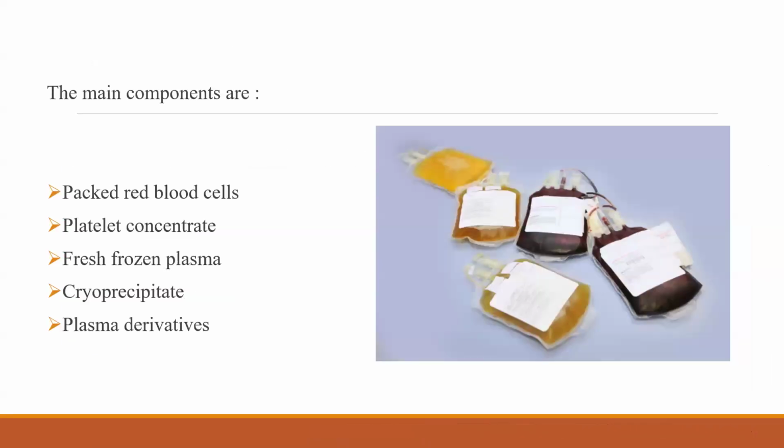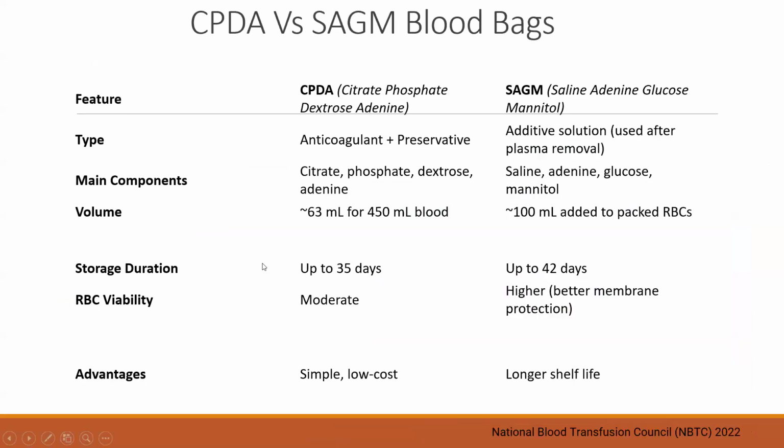Now, coming to the various components: packed red blood cells, platelet concentrate, fresh frozen plasma, cryoprecipitate, and plasma derivatives. These are different types of blood components we separate from the whole blood. After collecting the whole blood, the blood components are collected in the blood bags.